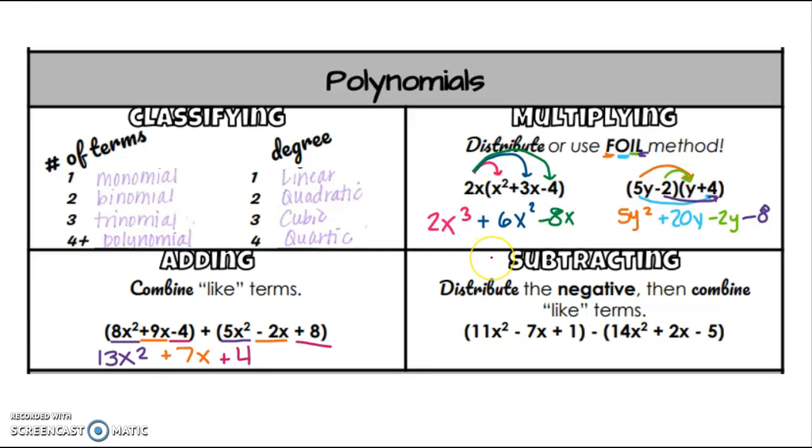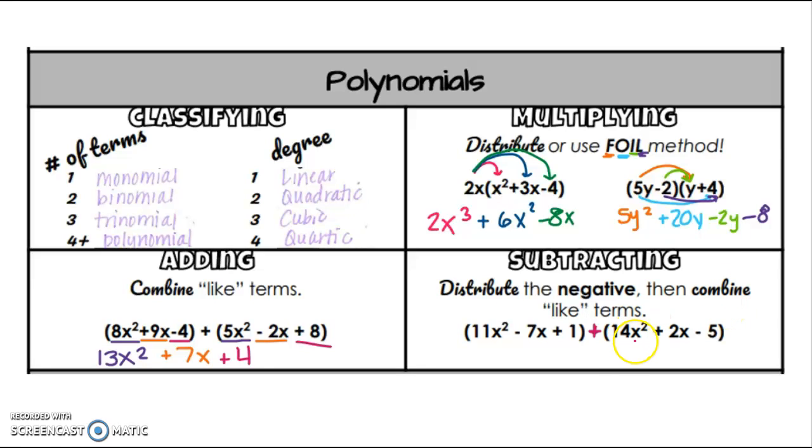We can also subtract polynomials. You subtract them just like you add them, but there's one extra step at the beginning. You have to address the minus sign that's between the sets of parentheses. So we're going to actually change that minus to a plus, but then flip the sign of everything in the second set of parentheses.